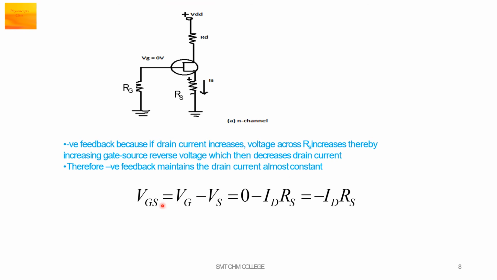So we can write VGS as VG minus VS. Gate voltage is 0, so that is taken as 0, and VS is the voltage drop or the source voltage which is because of this drain current. So we can write that as ID RS. So finally you get VGS as minus ID RS. So the greater the drain current, the more will be the gate source voltage.